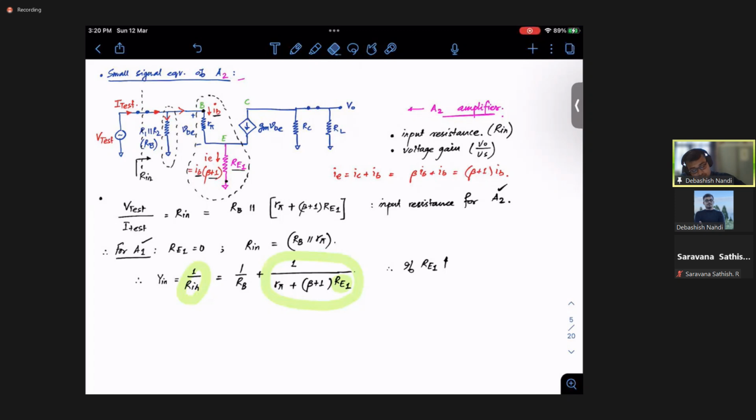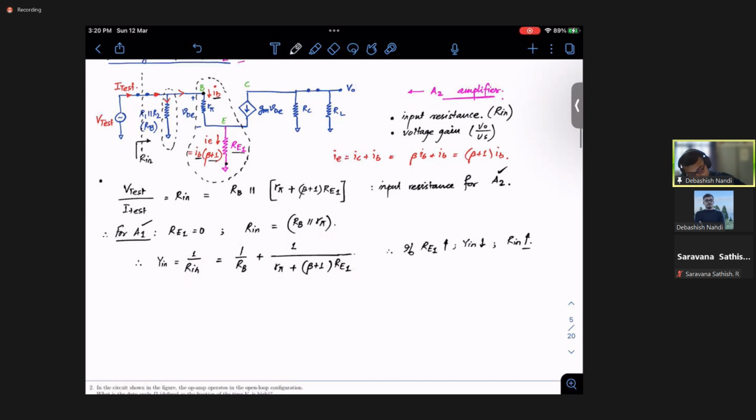You see, it is simple, right? If RE1 increases, then this term increases, this term decreases. If this decreases, so this decreases. That means your Y in decreases. That means your Rin increases, right? So you see, for input resistance, let us put it in this way, input resistance of A2 will be more than A1, right? Because my RE1 is more in amplifier A2.